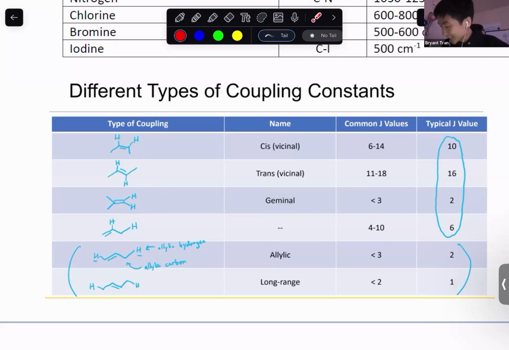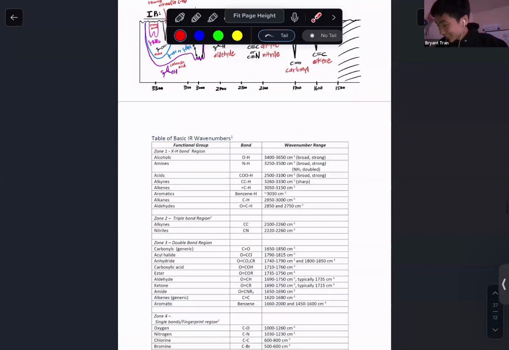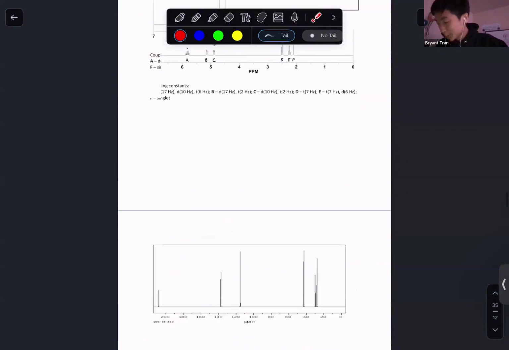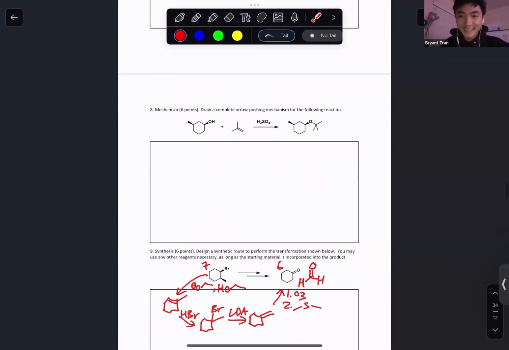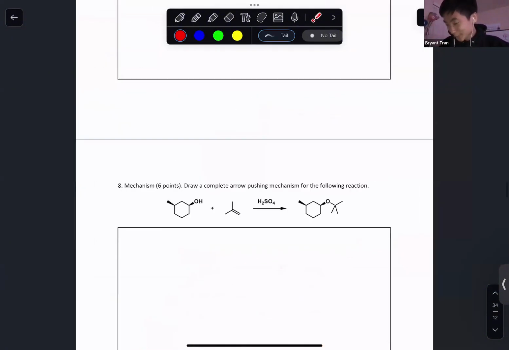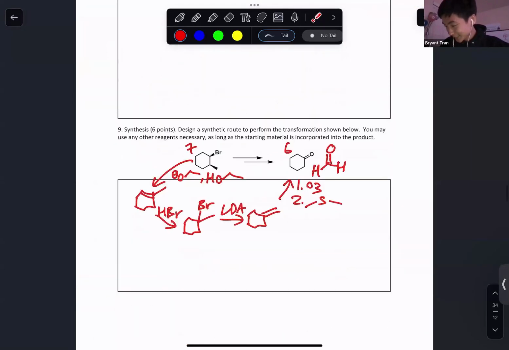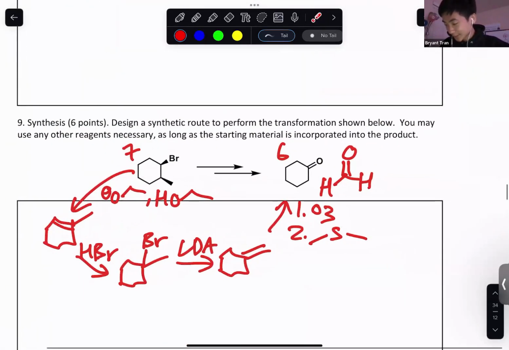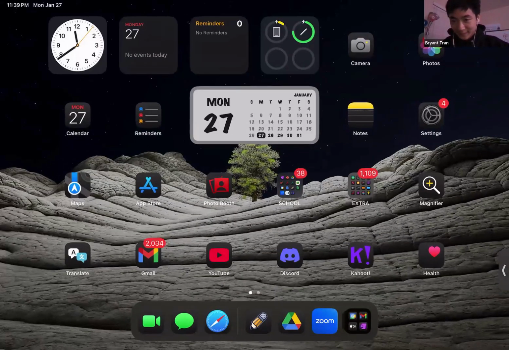You find synthesis harder than NMR? Oh my gosh. Dang. You did a lot of NMR practice then. That's good. I think it's because of the different reactions and different routes that you could do.